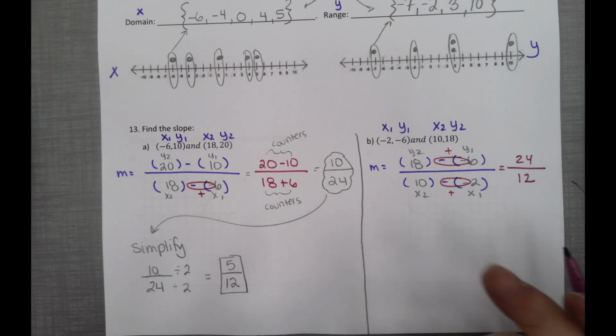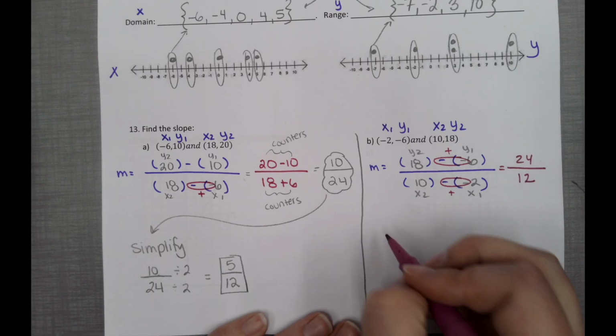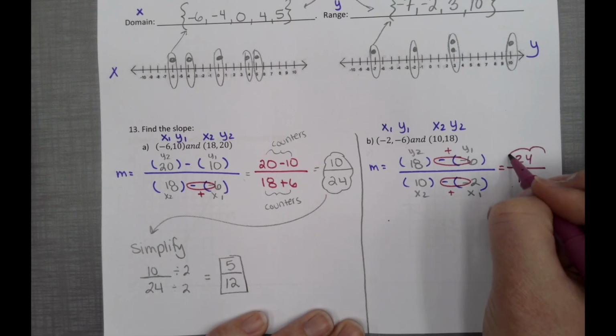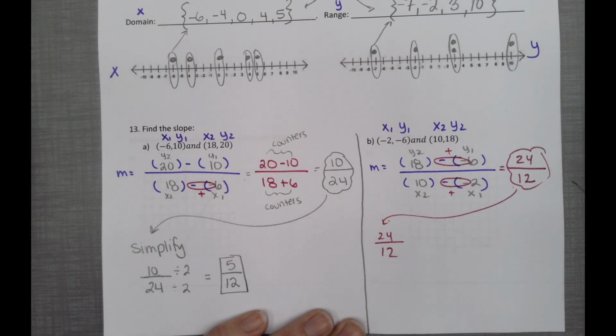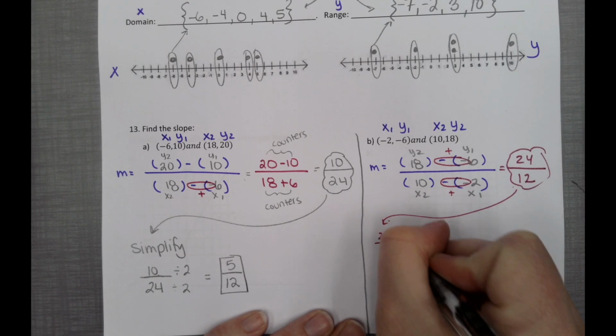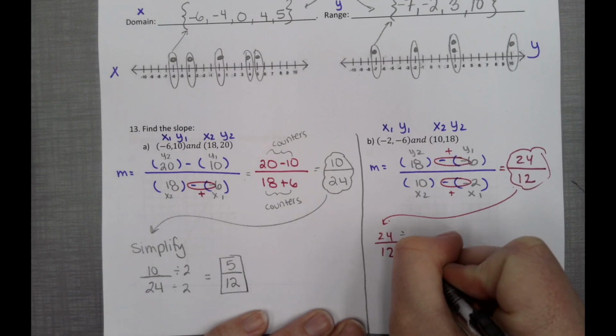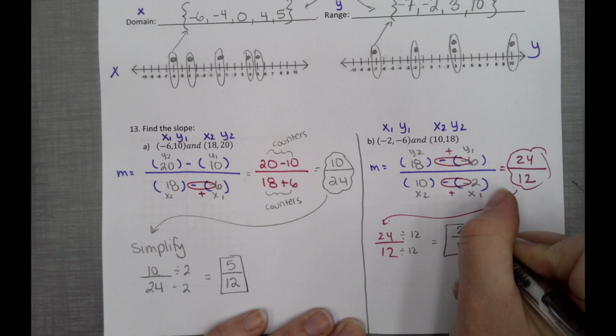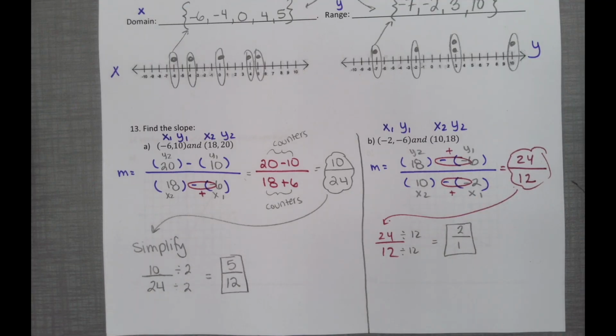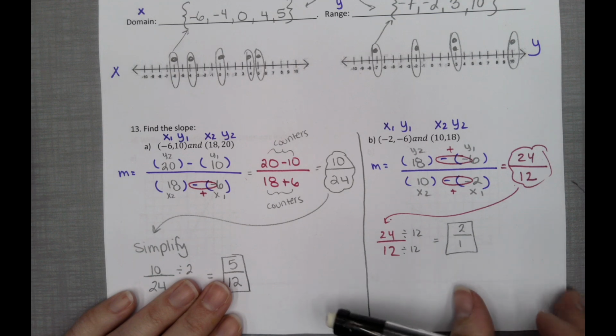If you can, go ahead and simplify. You need to divide, so we can divide top and bottom. Here's your thinking bubble. We can divide top and bottom by 12, or you can just do 24 divided by 12. So we get 2 over 1 as our slope. Okay, moving on to the next one.